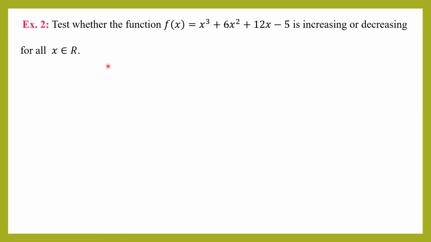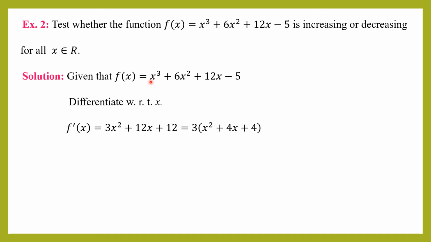Example two. Test whether the function f of x equals x cube plus 6x square plus 12x minus 5 is increasing or decreasing for all x belongs to R. Here we have to check whether its derivative is greater than or equal to 0 or less than or equal to 0.